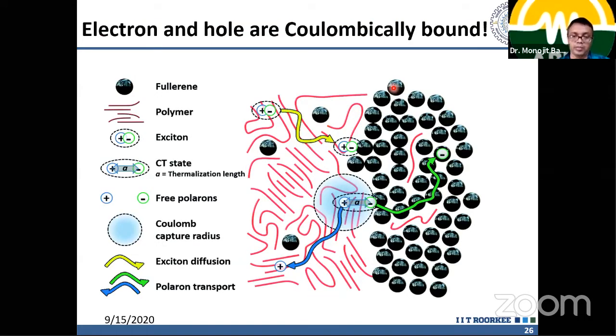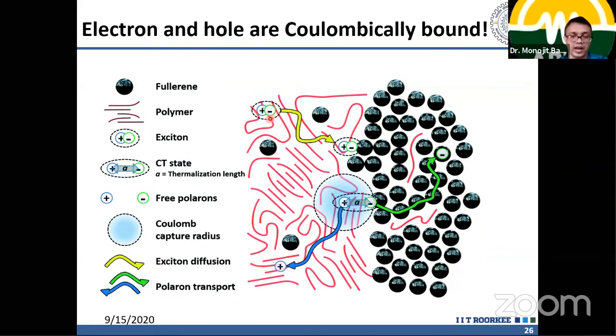Now in a polymer solar cell, we can typically assume some sort of spaghetti-like structure. These are the polymers, and the most widely used acceptor material is fullerene or buckyball, and the functional form of it, like PCBM, which could be C60 based or C70 based, right? Now when you shine light, you can see these are all polymer excitons. This is the charge transfer state. These are the free polarons. This is the Coulomb capture radius, exciton diffusion, and polaron transport.